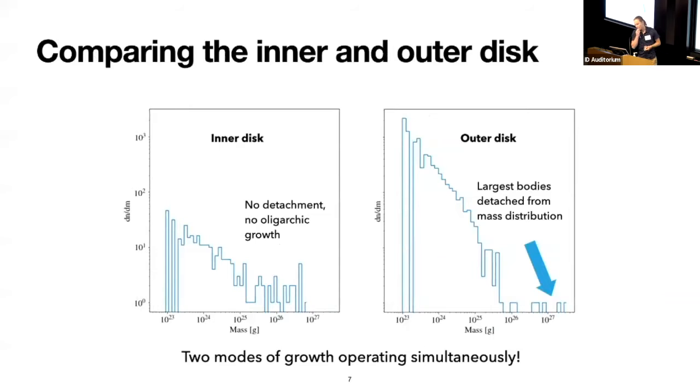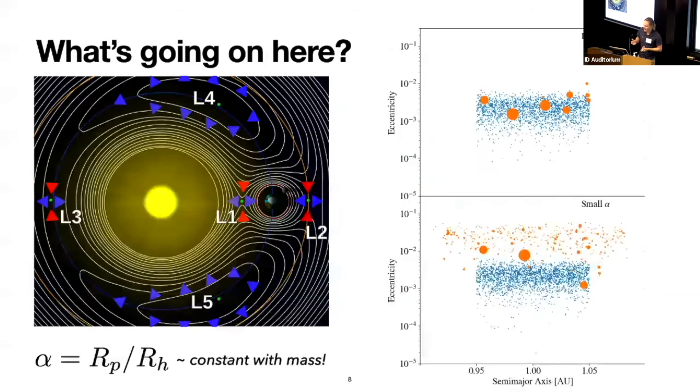To look at this a little more closely, I'm showing you the mass distribution of bodies in the inner and outer part of the disk. Again, in the outer part, you end up with this power law distribution of bodies, and you have a few of these large oligarchs that detach from the distribution and dominate the dynamics. This is not true closer in. Again, you have this free-for-all, and everything grows in this pairwise way. But it's really exciting that you have these two different modes of growth operating simultaneously here. So you might be wondering what's going on.